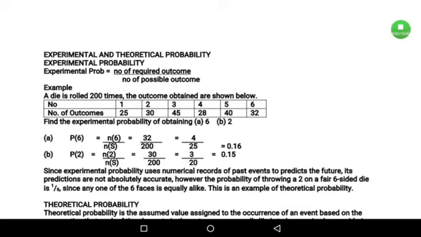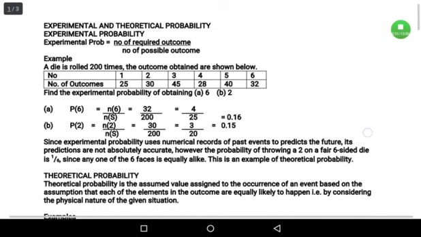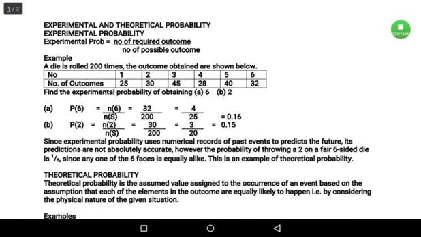Welcome to today's class. Today we'll be talking about experimental and theoretical probability. In the last class we discussed the basics of probability, where we defined event, experiment, outcome, sample space, and some other major definitions. For today's class we'll be talking first about experimental probability.